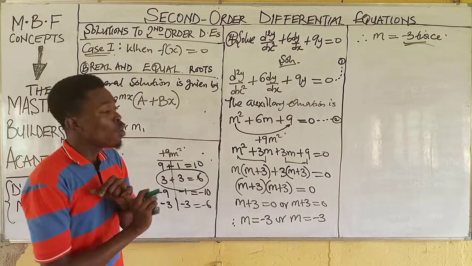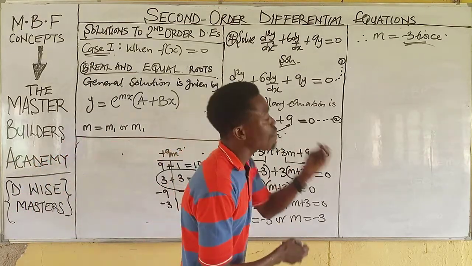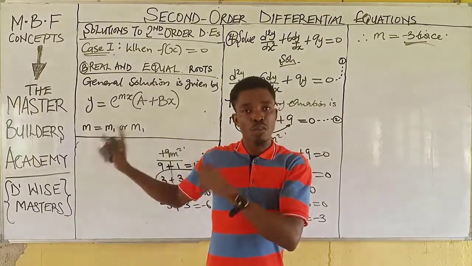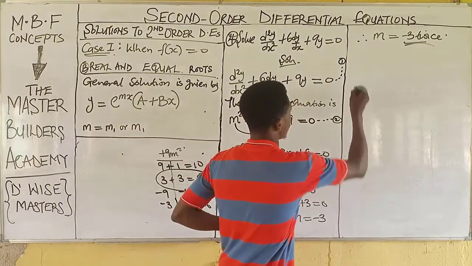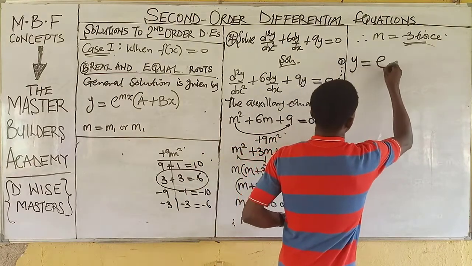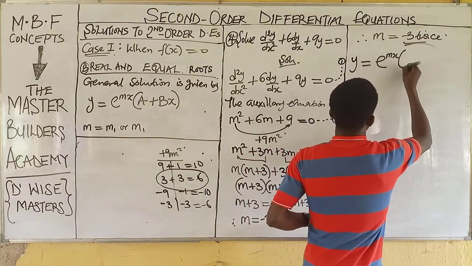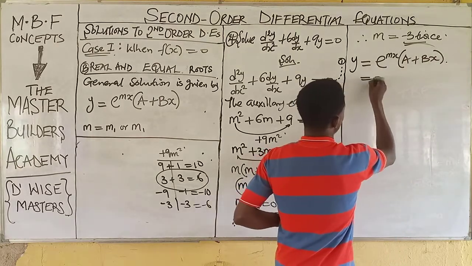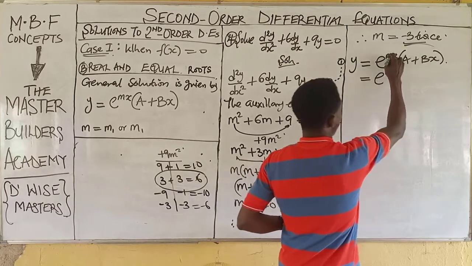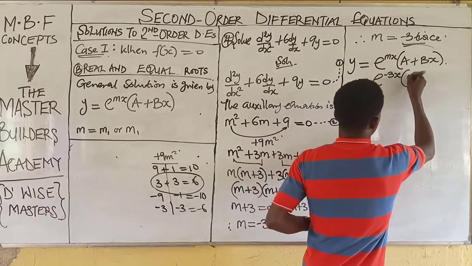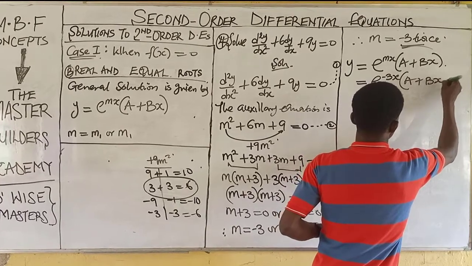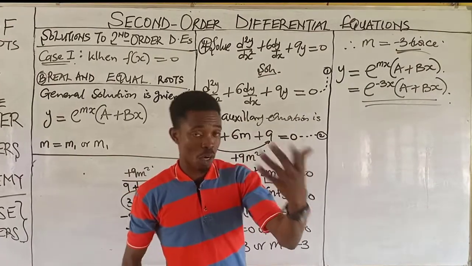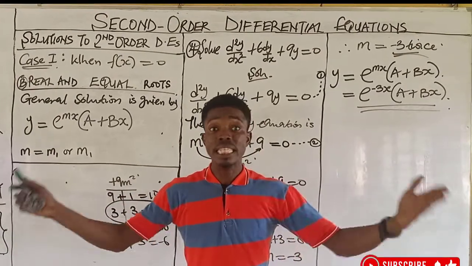So anytime you solve a second order differential equation and you have equal roots, this is the formula you use to get the general solution for the second order differential equation. So all we need to do now is to recall that y is equal to e to the power m x, open bracket a plus b x. Alright, so this will have given us minus 3. Just replace m with each value, open bracket a plus b x. Guys, this is the answer to these very questions. This is the answer. You see, it is very, very simple.